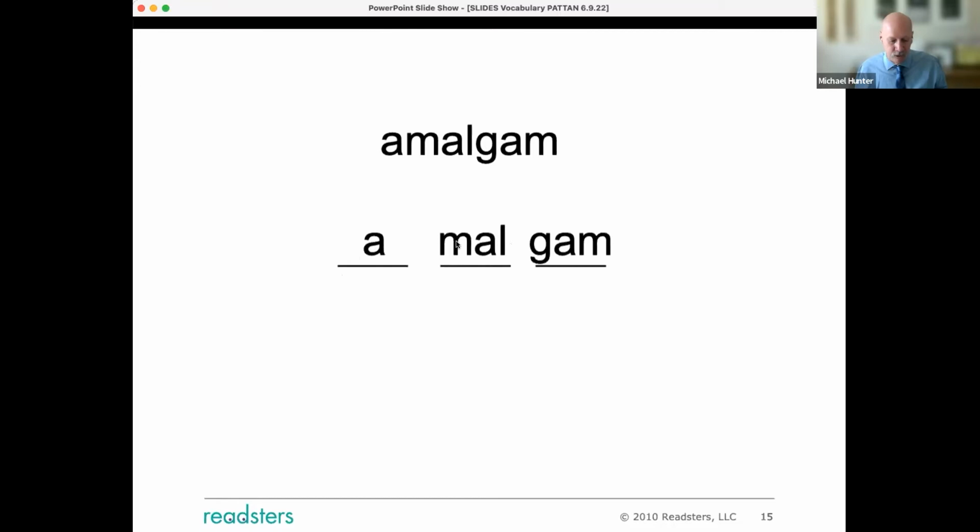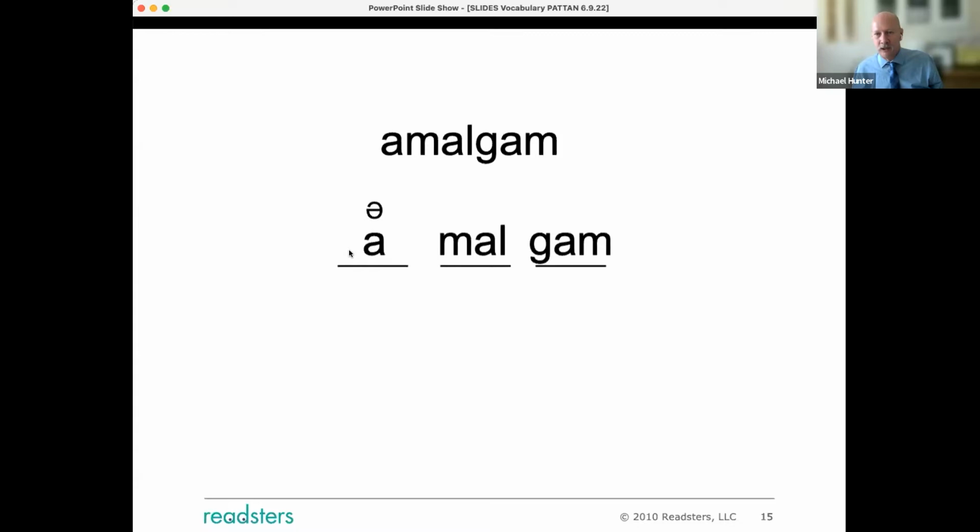and notice anything that seems unusual in the spelling. The first syllable is the letter A, but it's not pronounced as long A or short A, it's a schwa. So we can mark that as a schwa. We're going to have to memorize that the first syllable in amalgam doesn't sound like long A or short A, it's a schwa sound, so we're going to remember that A spells the first syllable in amalgam, the schwa sound.